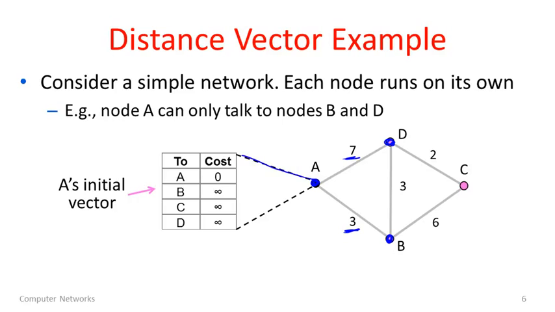Here is the view of just the distance vector that A has at the beginning of time. So A says, well, I can reach A with cost 0. Great, I'm already here. B, C, and D, they're the other nodes in the network: infinity, don't yet know how to get to them best. And you'll note here that A can only talk to nodes B and D directly, can't reach C directly.